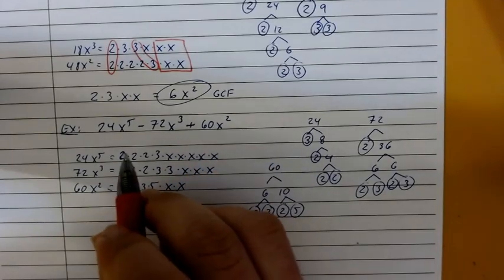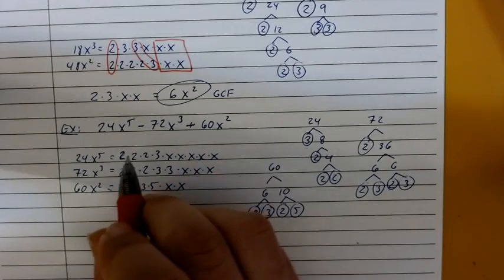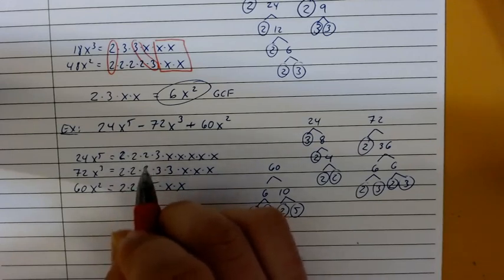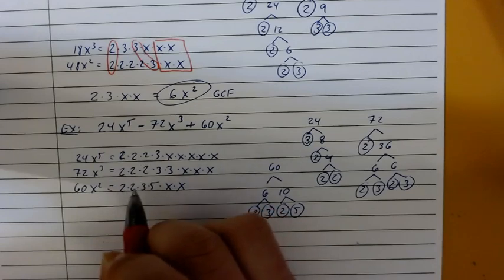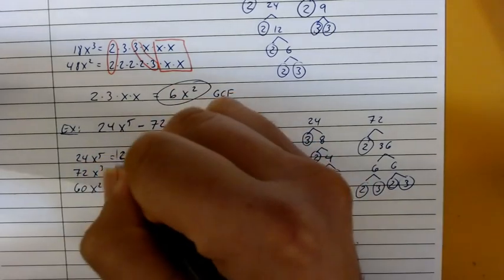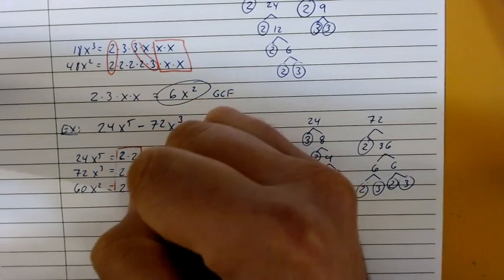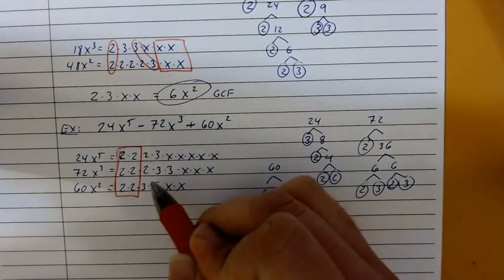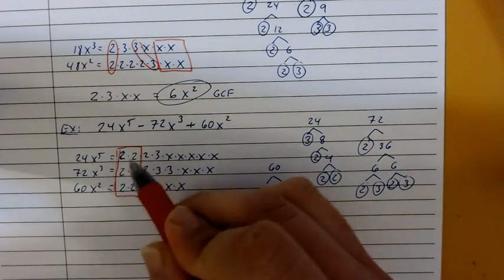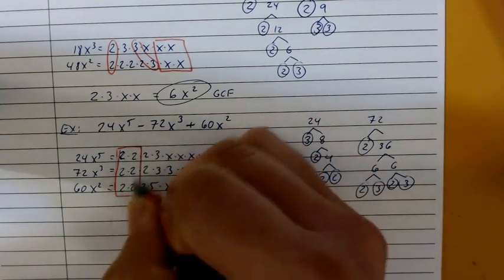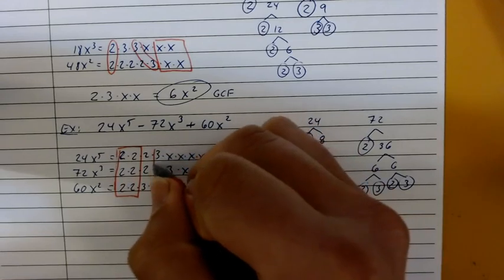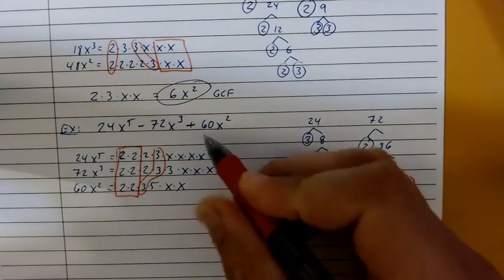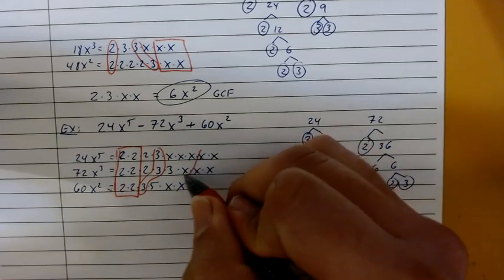Let's see, they all have a 2. In fact, they all have a pair of 2s. Well, look, some of these have 3 2s, but that would leave this one out. It's got to be something they all have in common. Yes, it's true, these also share another 2, but that one doesn't. So they all have a pair of 2s. It looks like they all have a single 3 in common. And it looks like they all have a pair of x's in common.